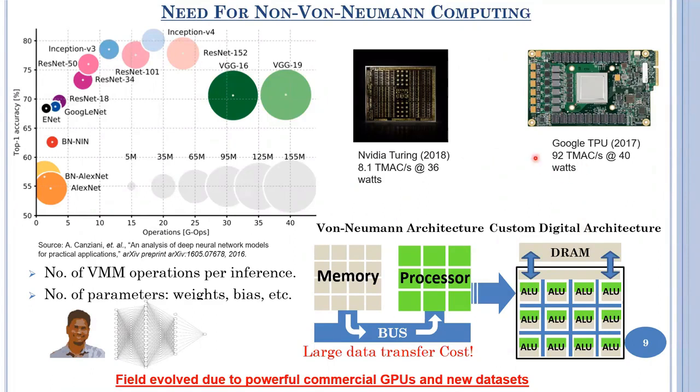With that, they were able to improve the number of operations that they could perform per second. But at the same time, the power could not be reduced further. Even 40 watts is something that you won't be able to use in your mobile phones. So what is the way ahead? This is where academia comes into the picture, research comes into the picture.